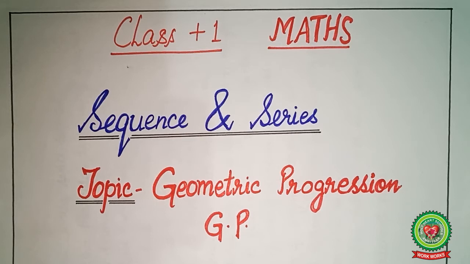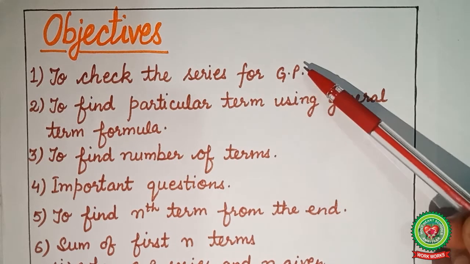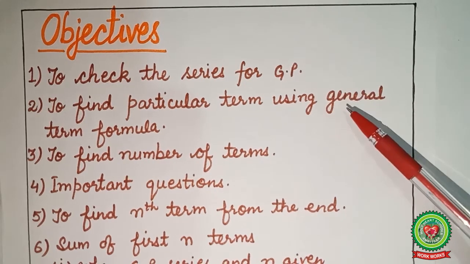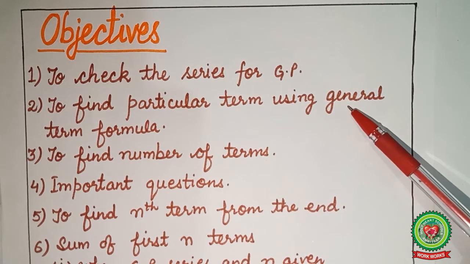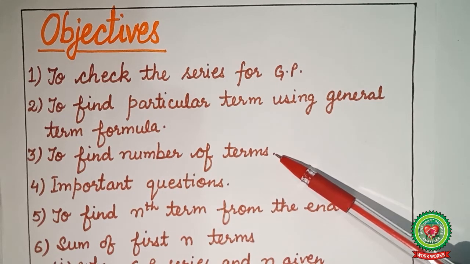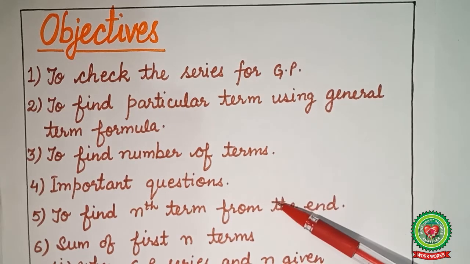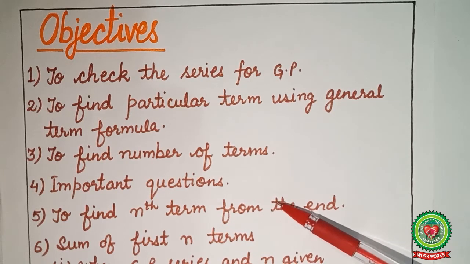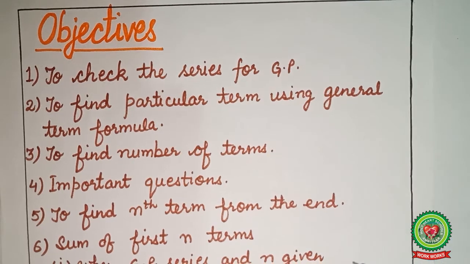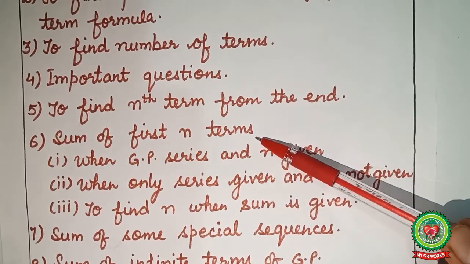Students, we have started with the topic GP of chapter sequence and series, and we have discussed its first five objectives. First, to check whether the series is a GP or not. Second, to find a particular term using the general term formula. Third, to find the number of terms. Then we discussed some important questions based on the above. Then fifth, to find the nth term from the end. Today we are going to start with the sixth type, that is the sum of the first n terms of a GP.